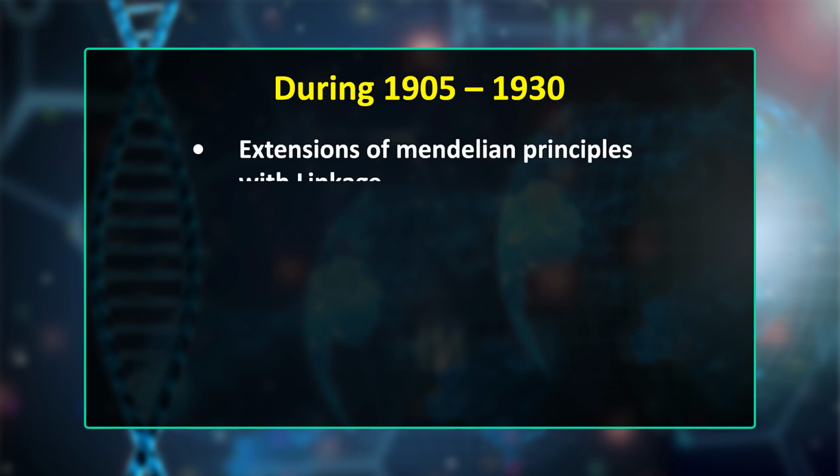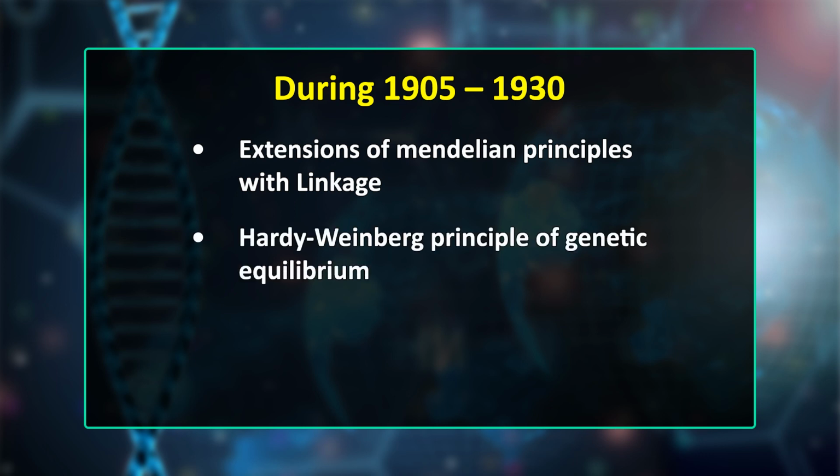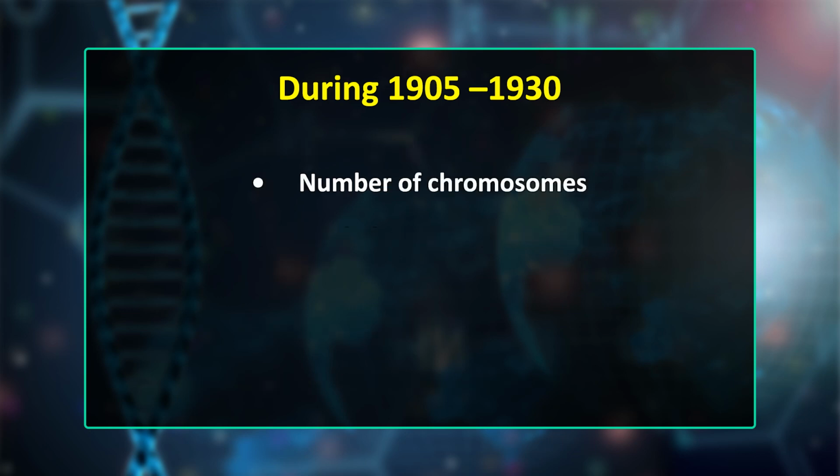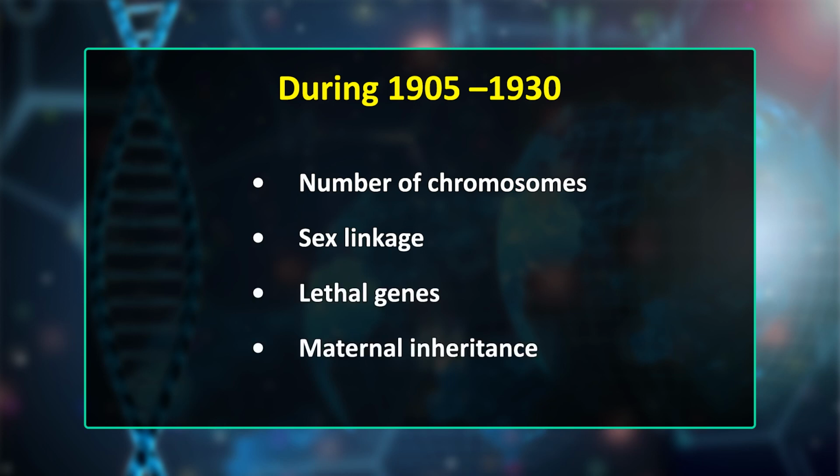During the period 1905 to 1930, extensions of Mendelian principles of genetics, with linkage, the Hardy-Weinberg principle of genetic equilibrium, genetic mapping, number of linkage groups, number of chromosomes, sex linkage, lethal genes, and maternal inheritance, were established. This study led to the understanding of the mechanism of transmission and function of genes.